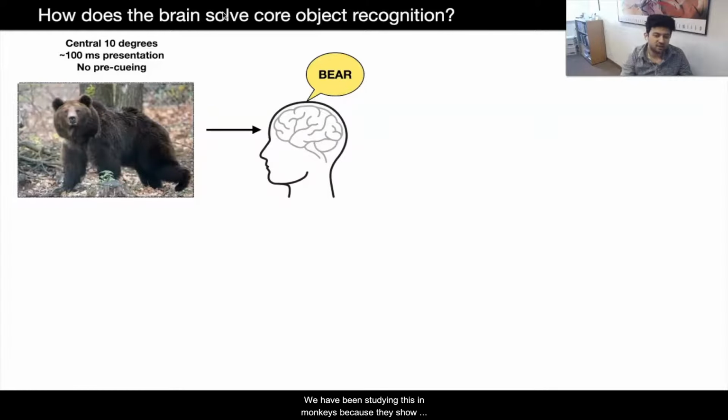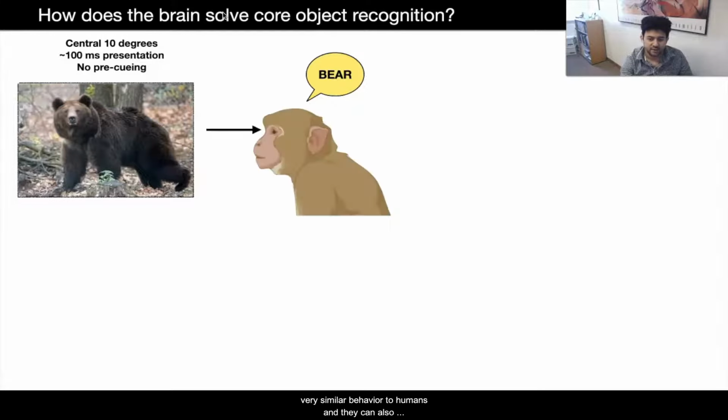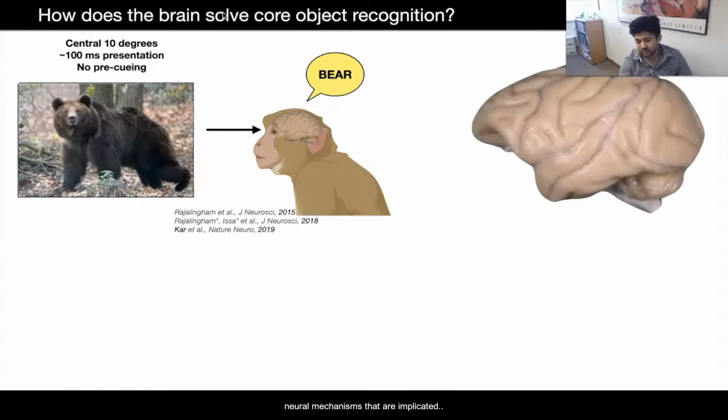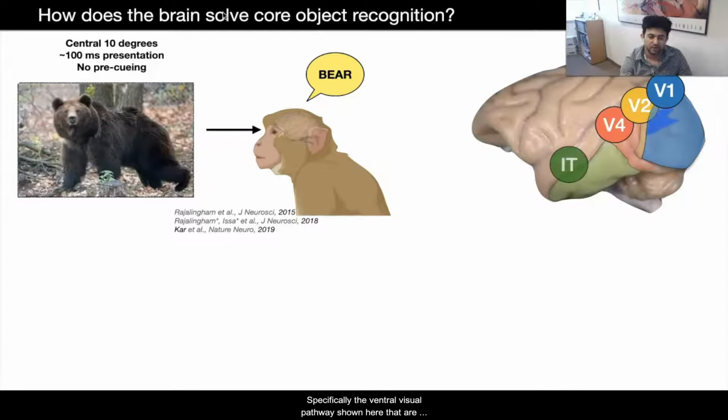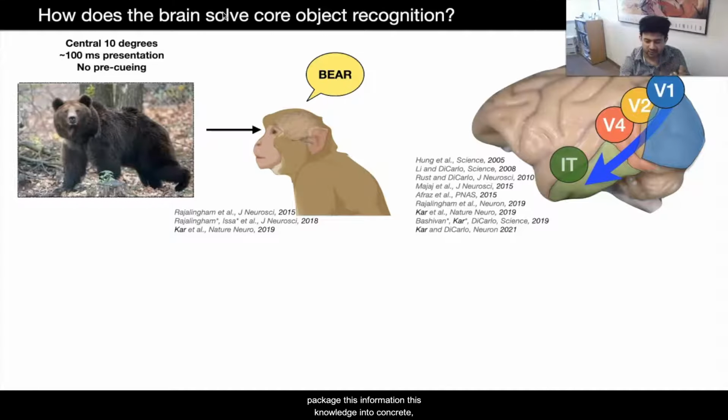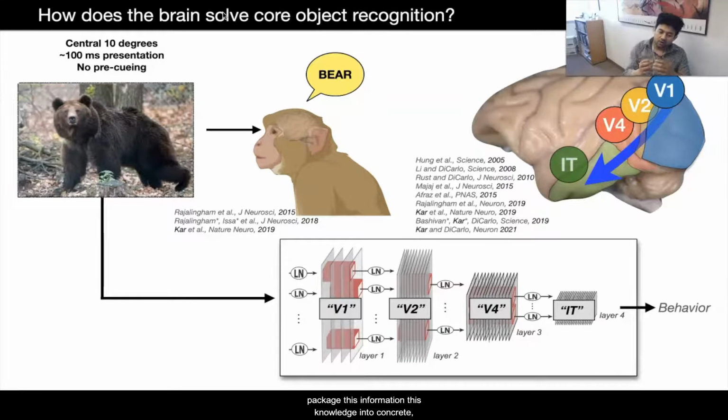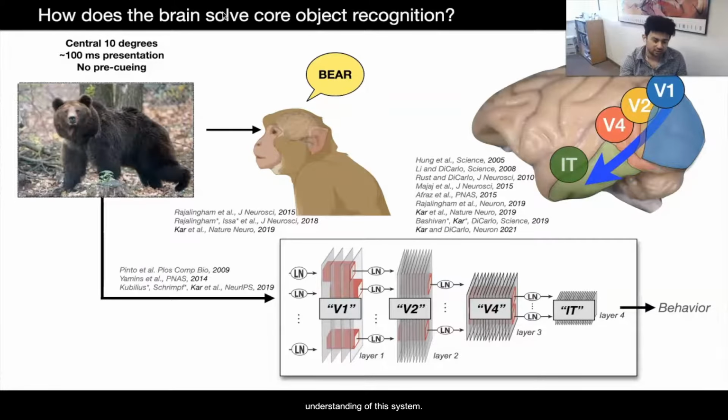So we have been studying this in monkeys because they show very similar behavior to humans, and they can also detect these objects. And we can, in addition, do detailed investigations of the neural mechanisms that are implicated. And decades of work in the lab has led to a very good understanding of the lay of the land in terms of the brain circuits, specifically the ventral visual pathway shown here, that are involved in this task. Our goal, however, is to package this information, this knowledge, into concrete image computable predictive computational models that serve as a token of our understanding of this system.